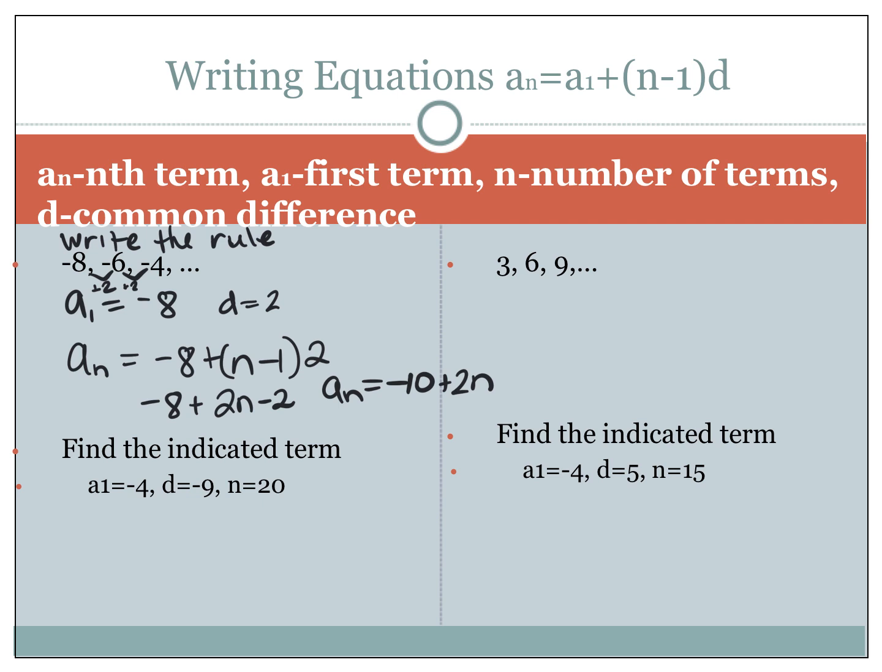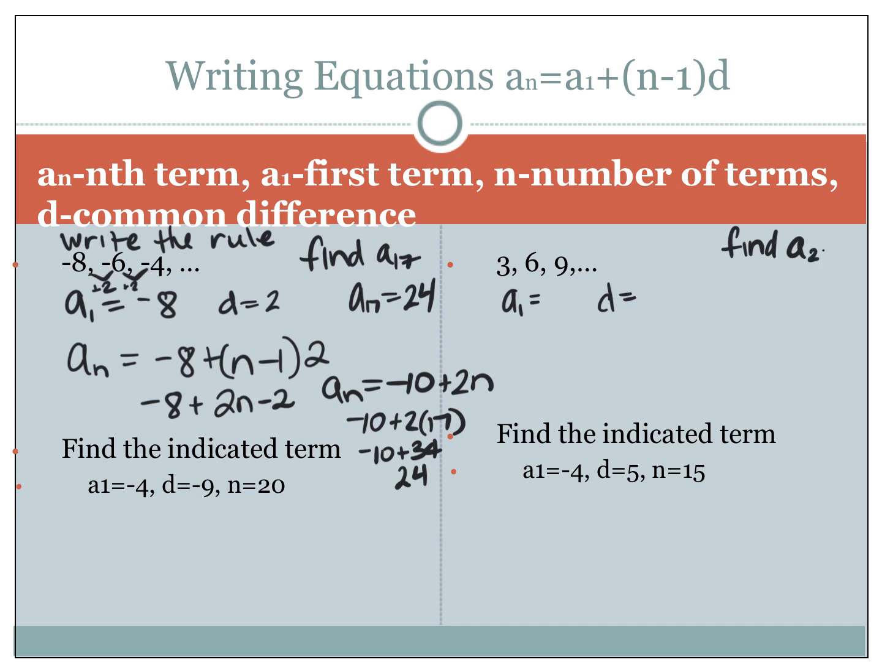And then if I wanted to find the 17th term, I'm just saying find A17. I can plug that into the equation. -10 plus 2 times 17. -10 plus 34 is 24. So A17 is 24. And you'll be asked to do that in the homework tonight, to write the rule and then find that term number that they ask for. So go ahead and try 3, 6, 9. What is your A1? What is your D? And then after you write your equation, find A20.